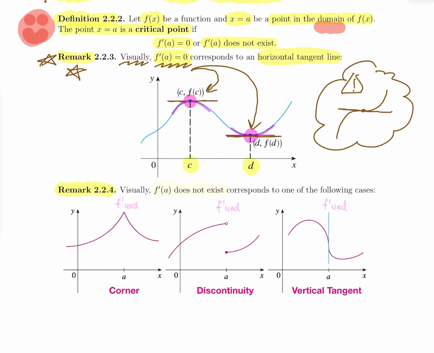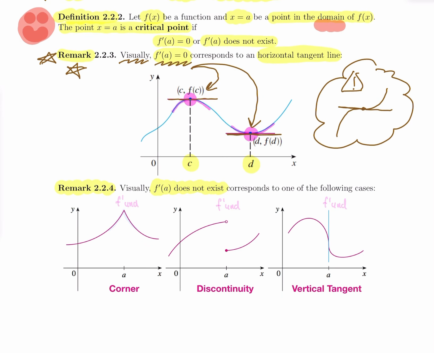So my next visual remark, what happens when f prime does not exist? Well, the best way to find visually those critical points where f prime does not exist is by trying to find one of those three cases. The first case, if you see any corner, any pointy part on your graph, like my first example here, I have a pointy part, then there's no tangent line.